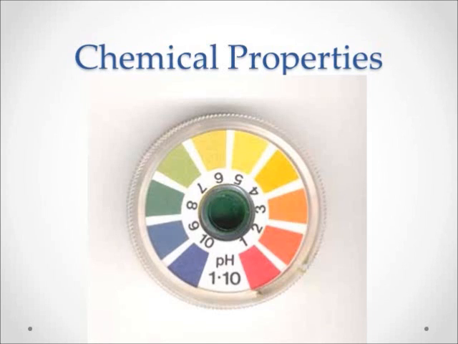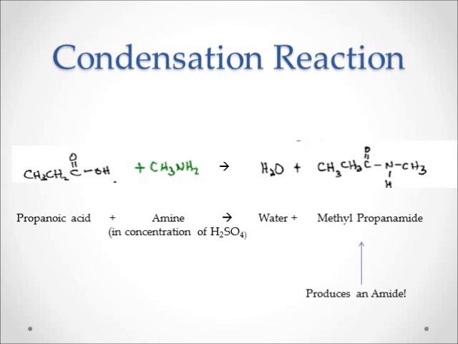Finally, amines are part of condensation reactions. So a condensation reaction is when 2 molecules interact to form a larger molecule, and in the process there is a loss of a smaller molecule. In our example, the molecule that is lost is water. For this example specifically, amine is combined with propanoic acid and it forms methyl propanamide, and water is the product.